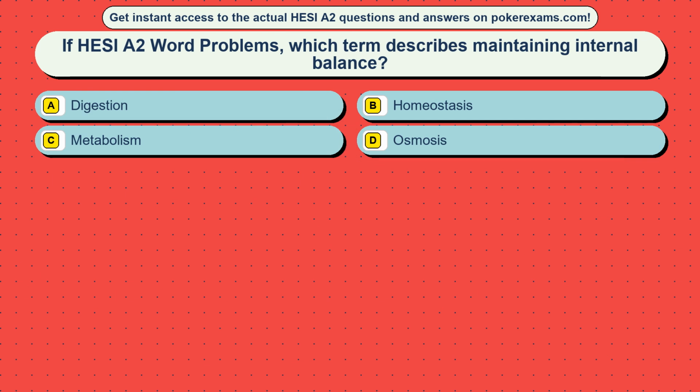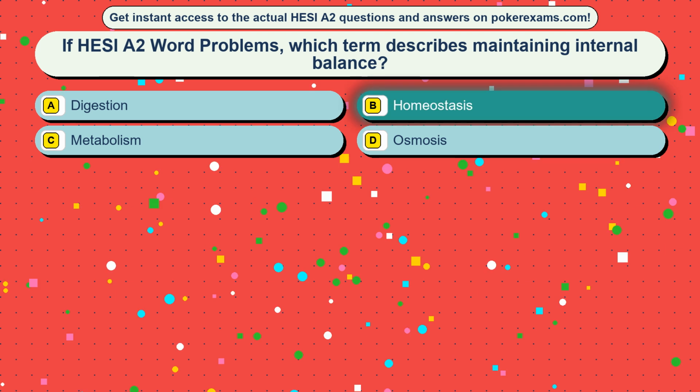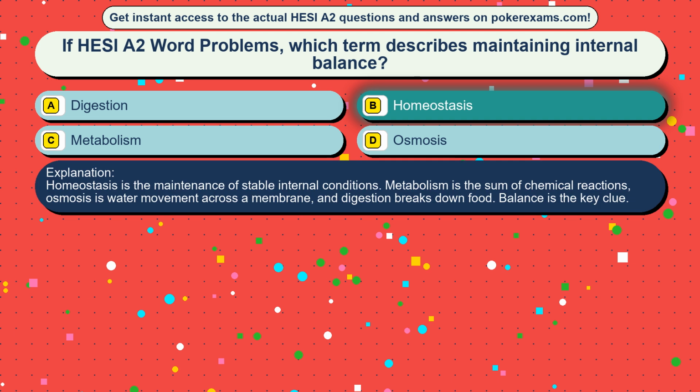Question 40. If HESI A2 Word Problems, which term describes maintaining internal balance? Option A, digestion. Option B, homeostasis. Option C, metabolism. Option D, osmosis. The correct answer is option B, homeostasis. Homeostasis is the maintenance of stable internal conditions. Metabolism is the sum of chemical reactions, osmosis is water movement across a membrane, and digestion breaks down food. Balance is the key clue.